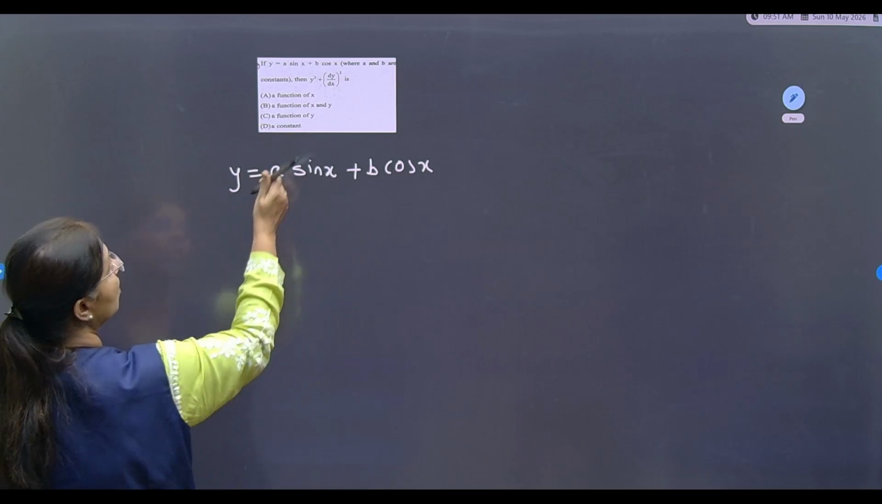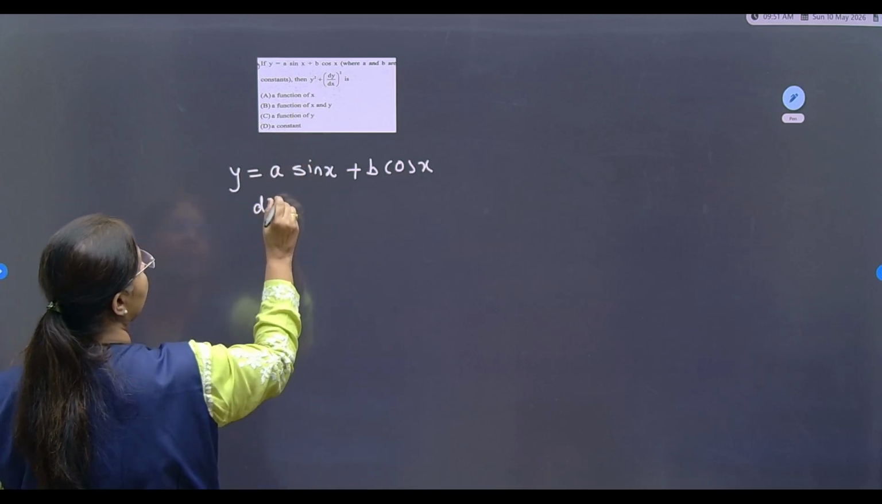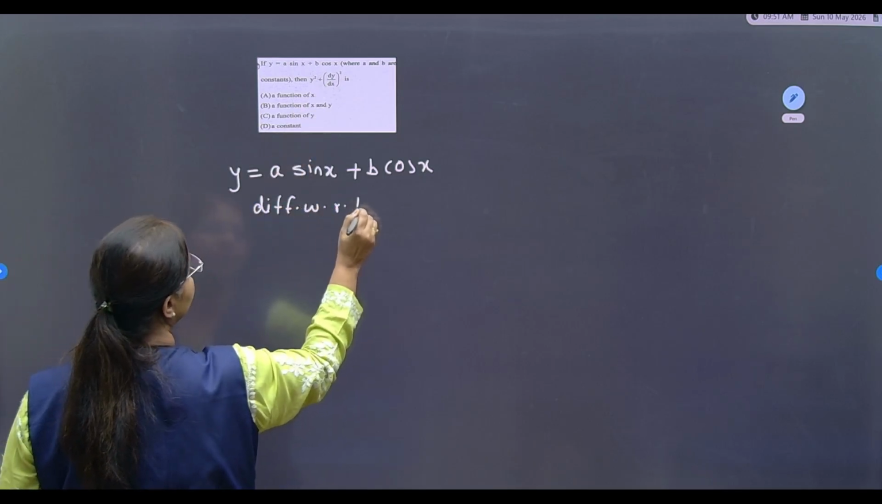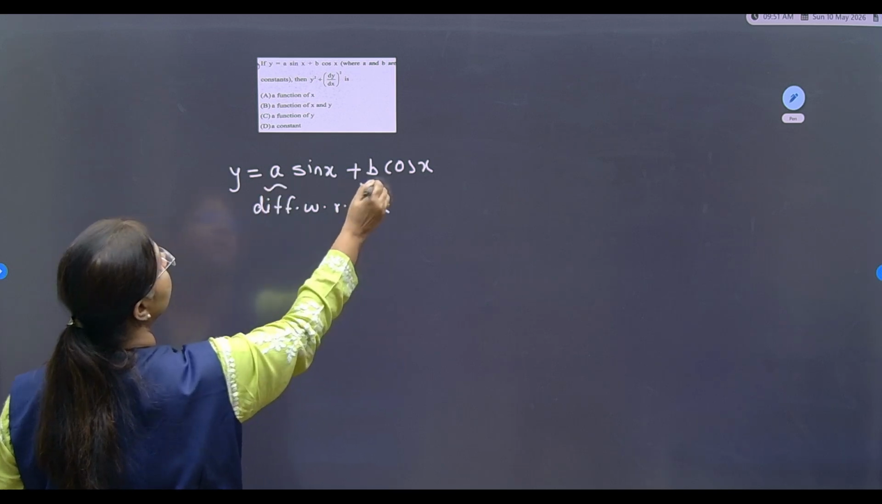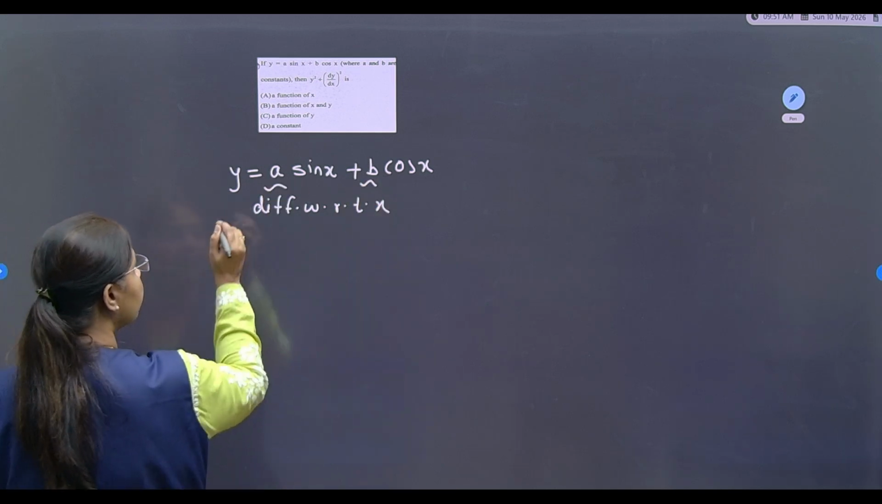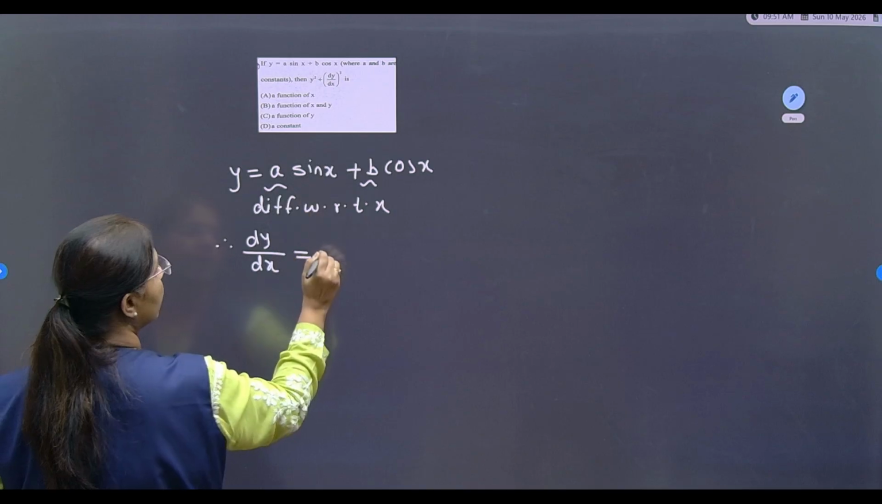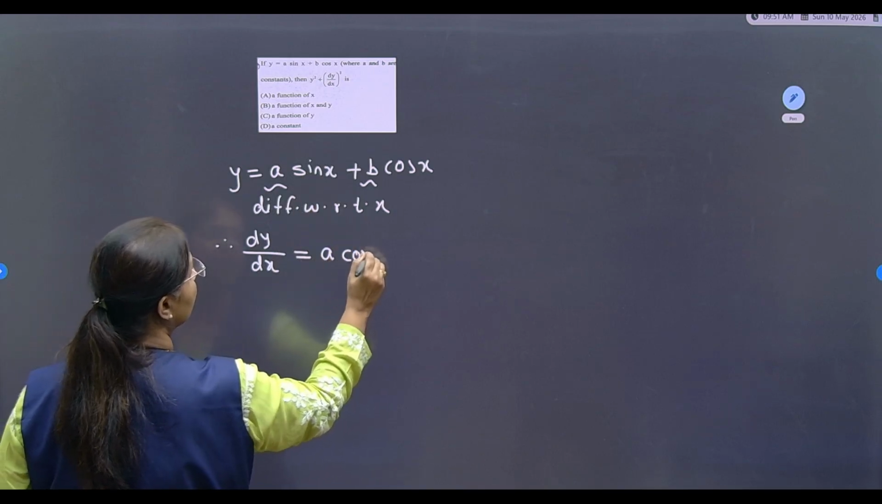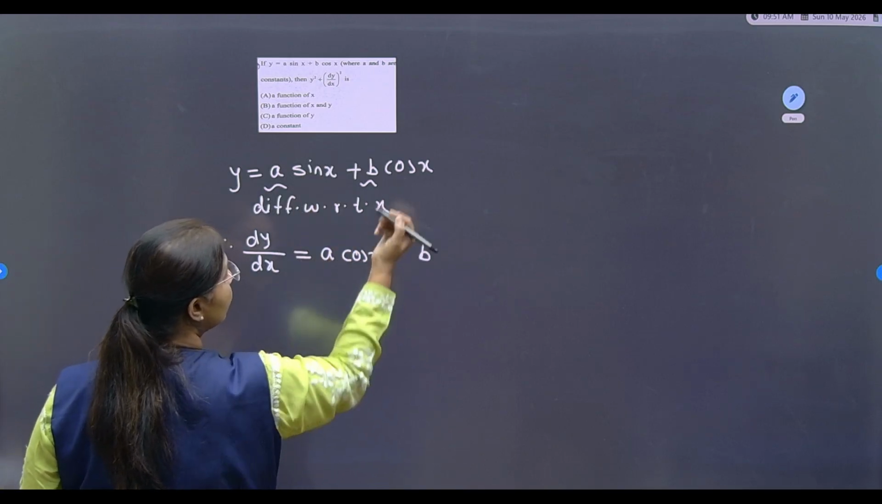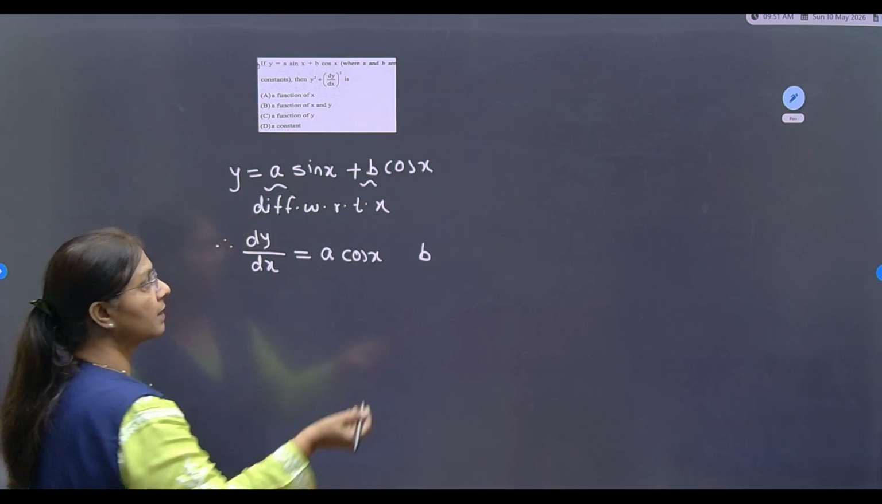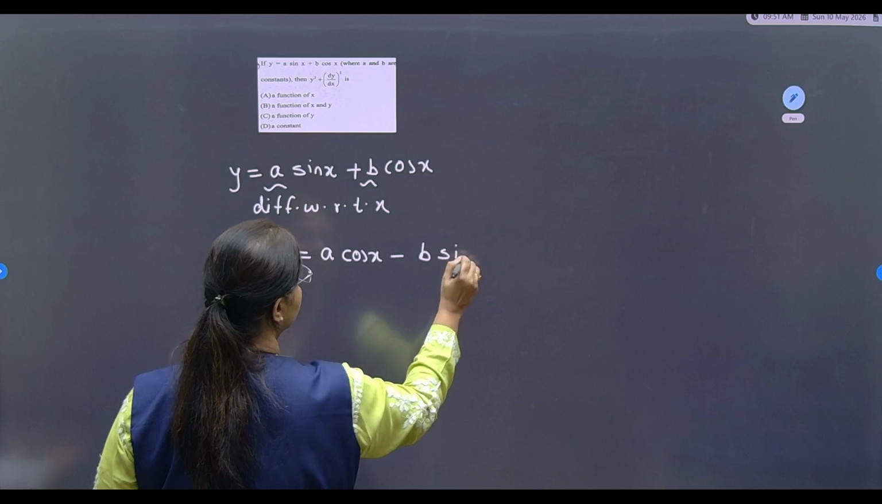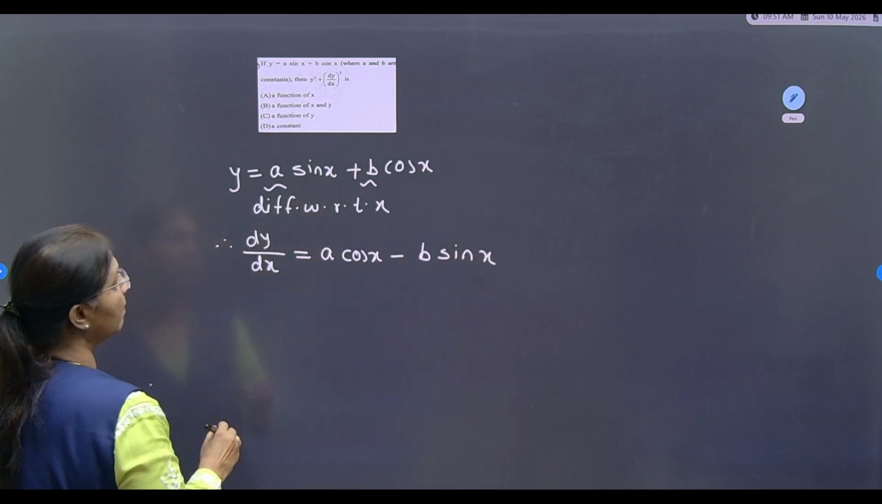y is equal to a sin x plus b cos x. First we find dy by dx by differentiating with respect to x. Here a and b are constants. Differentiating, we get dy upon dx is equal to a times the derivative of sin x, which is cos x, plus b times the derivative of cos x, which is minus sin x. Okay, this is dy by dx.